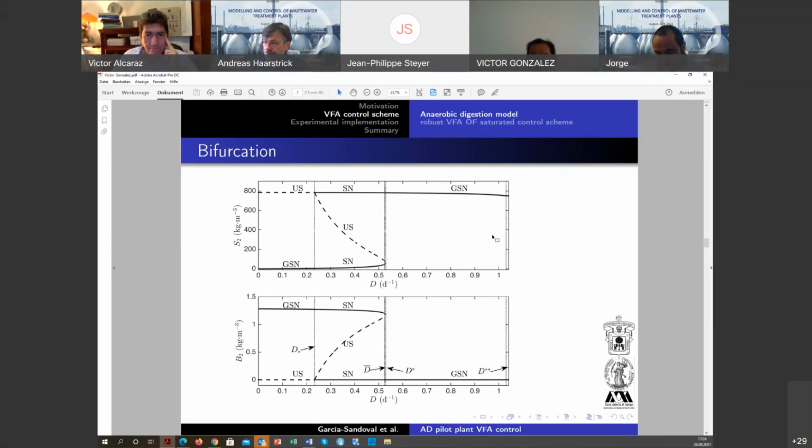Analysis, we can see the interval of the manipulated variable, which in this case is the dilution rate. So we set the limits of these variables that can be operated to operate the system under normal conditions. Okay. Next.